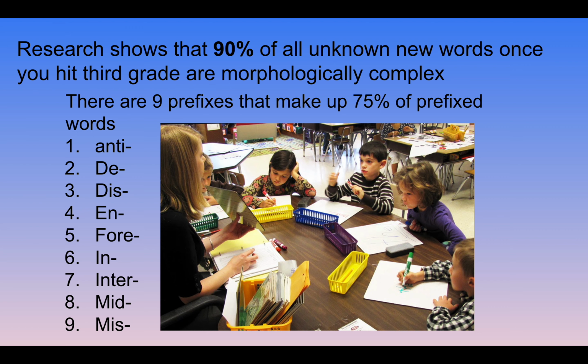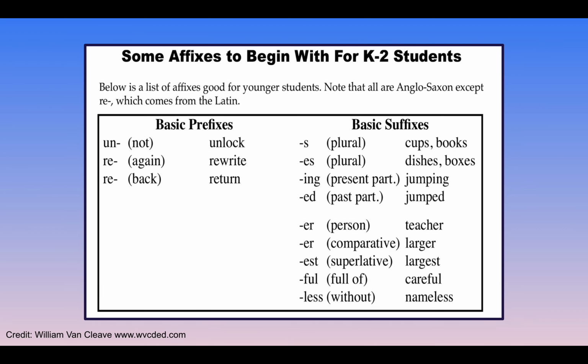Research shows that 90% of all unknown words, once you hit 3rd grade, are morphologically complex. And there are 9 prefixes that make up 75% of all prefixed words, and they're listed here. So you can really cover a lot of ground by teaching these 9 prefixes. There's no need to wait until students reach the point of encountering that complex morphology in text. Here's an example of morphology you can introduce to younger students.